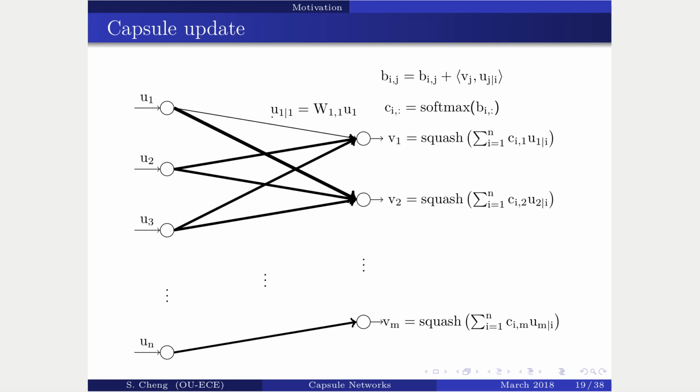So afterward, we'll just compute softmax again to update the weights, and then we'll just apply the squashing function on the weighted sum of Uj given i, weighted by Cij again, to update the outputs of the parent capsules, and then this process will just repeat again and again.